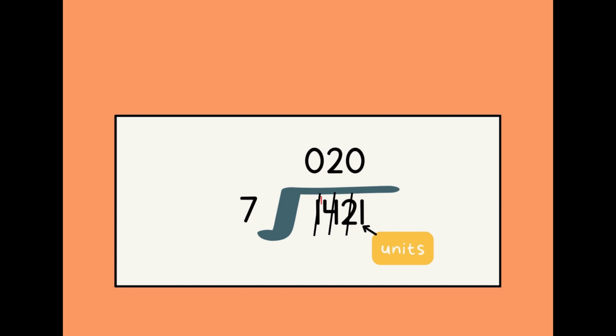But before we move on to our units, we must carry the 2 since we haven't used it in the calculation. 7 goes into 21 3 times, which is why we've written it above the bus stop. So our final answer is 203.